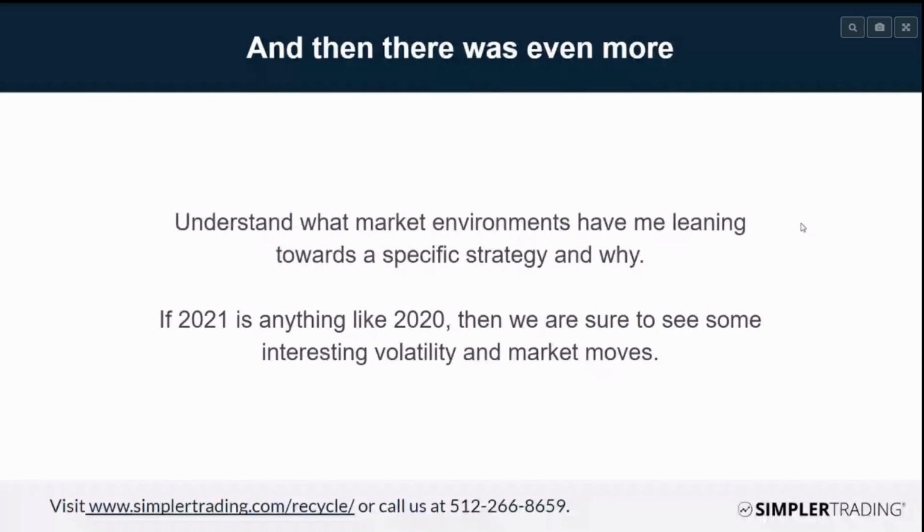And of course, there's even more. So you can understand what market environments lean maybe towards a specific strategy versus another and why, right? Profit recycling strategies are great in volatile markets like we saw earlier this year. The overnight profit strategy could work great in those environments as well, but they also work great in consolidating markets. So next year, as we fluctuate from potentially one type of market trend to the next, you can see which strategy I'm kind of leaning a bit more towards and understand why. And if 2021 is anything like 2020, then we are sure to see some interesting volatility and market moves.